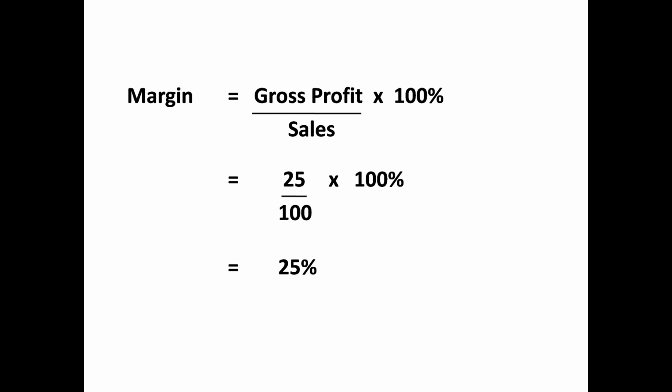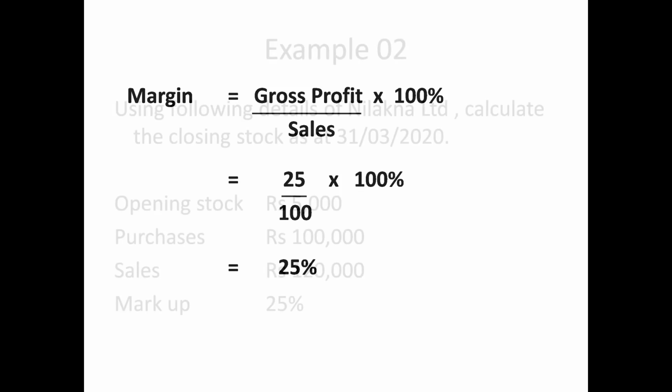Now we are going to calculate margin. First of all, write down the formula. Gross profit divided by sales into 100%. Substitute figures now. Gross profit is 25, sales 100 into 100%. 25 divided by 100 into 100%. The answer is 25%. Now we are going to do another example.